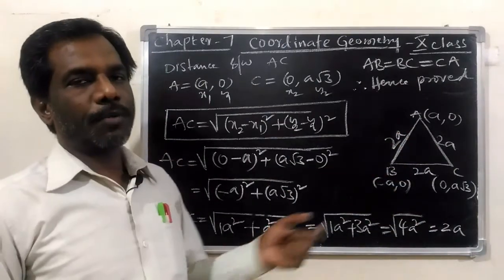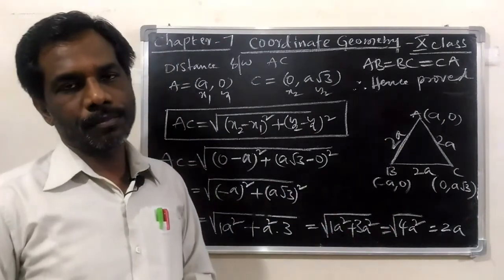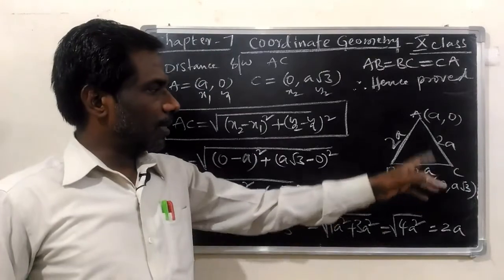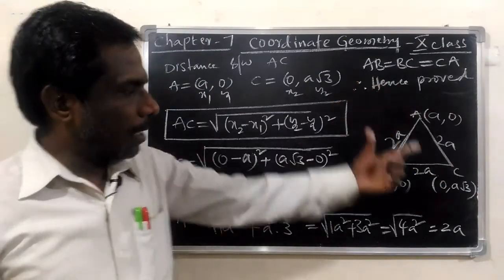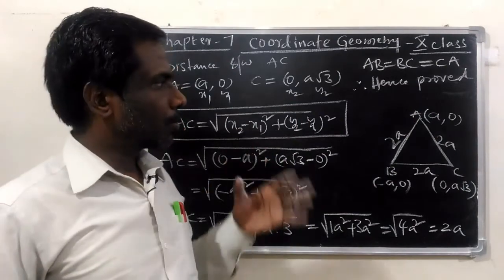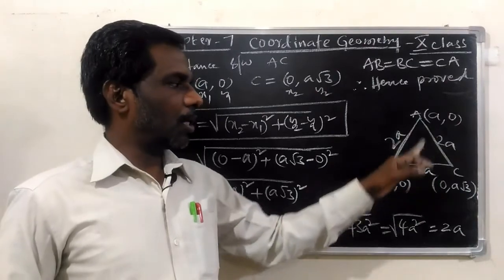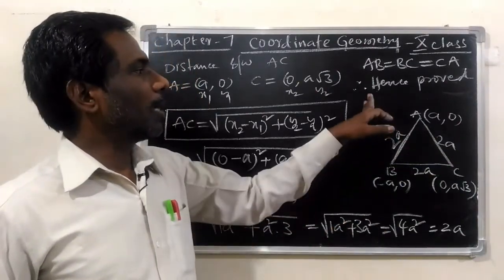So what is the condition of an equilateral triangle? Three sides should be equal. In a triangle, the three sides are AB, BC and CA. These three must be equal. So in this solution we got the three sides as 2a, 2a, 2a. That is why, hence proved.